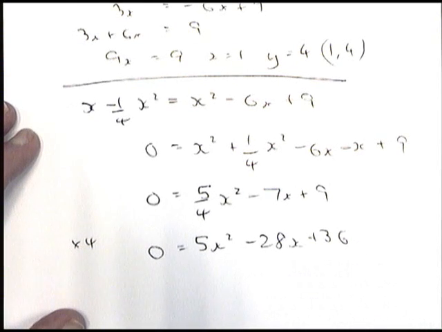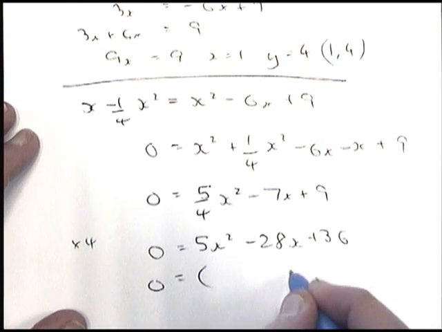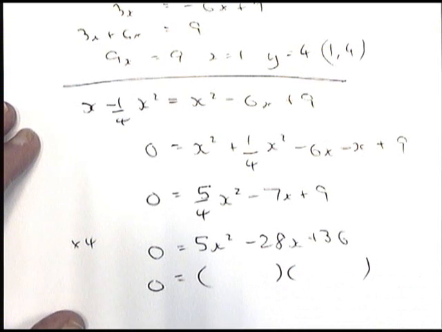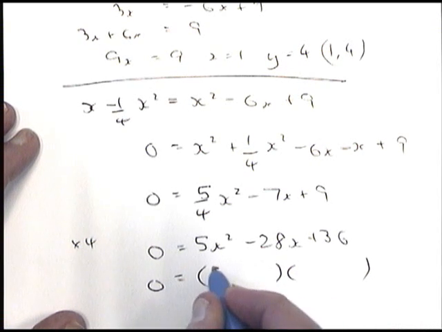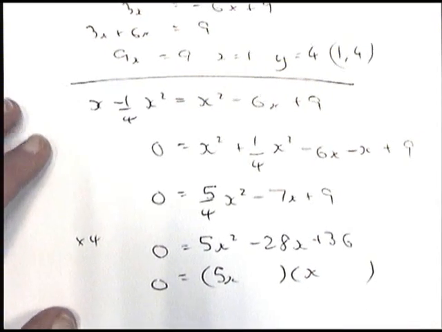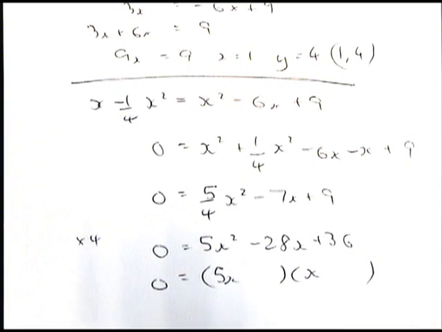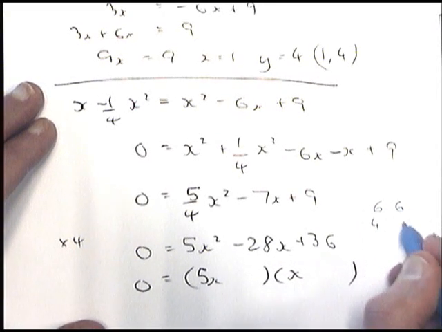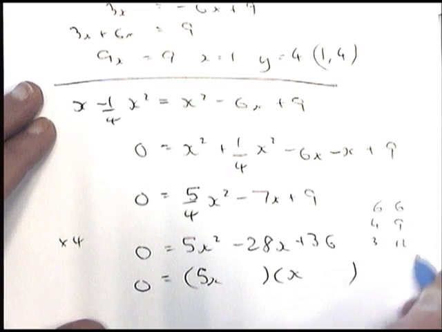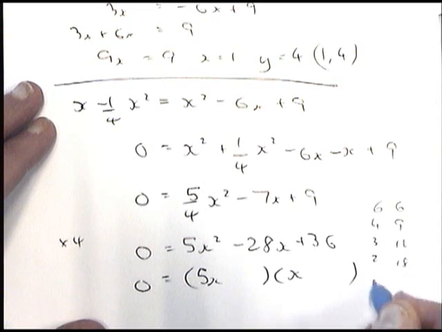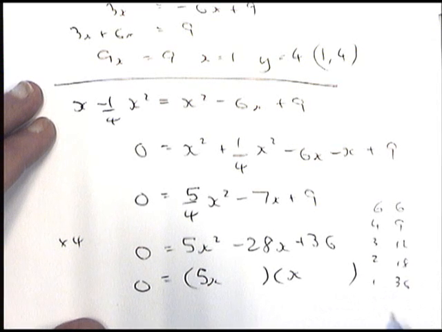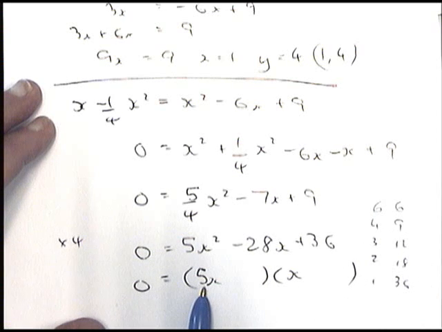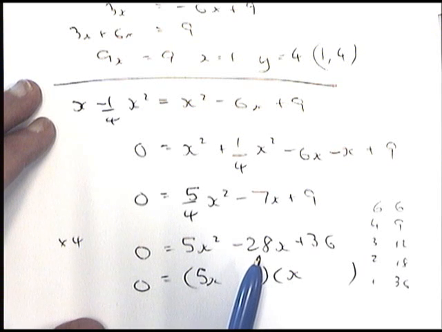Now this I want to try and factorise. It's the easiest way of solving it. It will have come from two brackets multiplied together. The only way to get a 5x squared is a 5x and an x. Now, to get my 36, I want two numbers that multiply together. I could have 6 and 6, 4 and 9, 3 and 12, 2 and 18, or 1 and 36. To find which pair I need, one of those numbers in a pair will have to be multiplied by 5 and combined with the other one to give me 28.